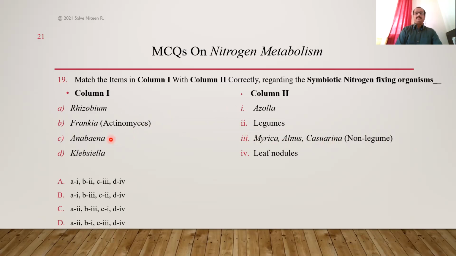Anabaena is a cyanobacterium, a blue-green alga. It lives in a symbiotic association with the Azolla plant. Okay. Klebsiella lives in a plant like Dioscorea, your highly medicinal plant. It forms leaf nodules in Dioscorea. So Klebsiella, leaf nodules. After correct matching, you will get the right answer, and that is option C.